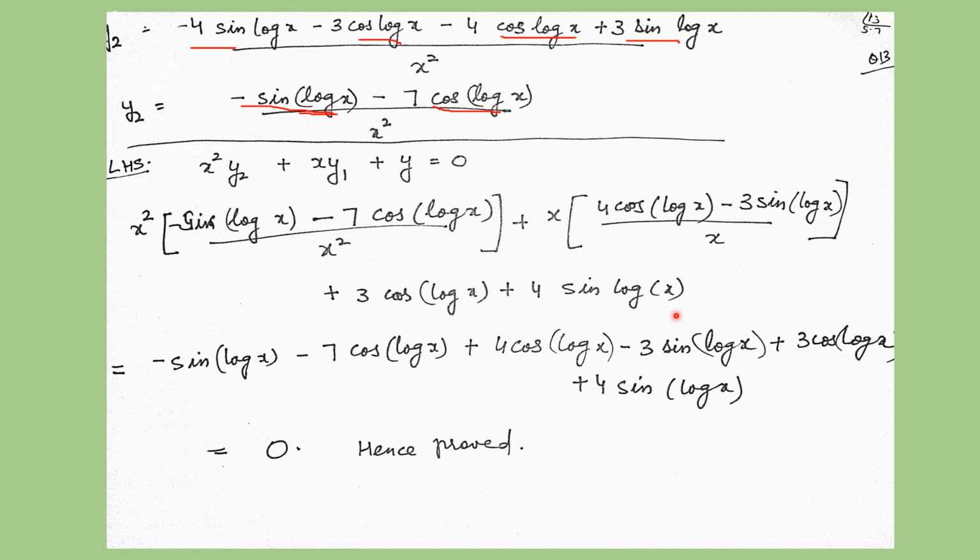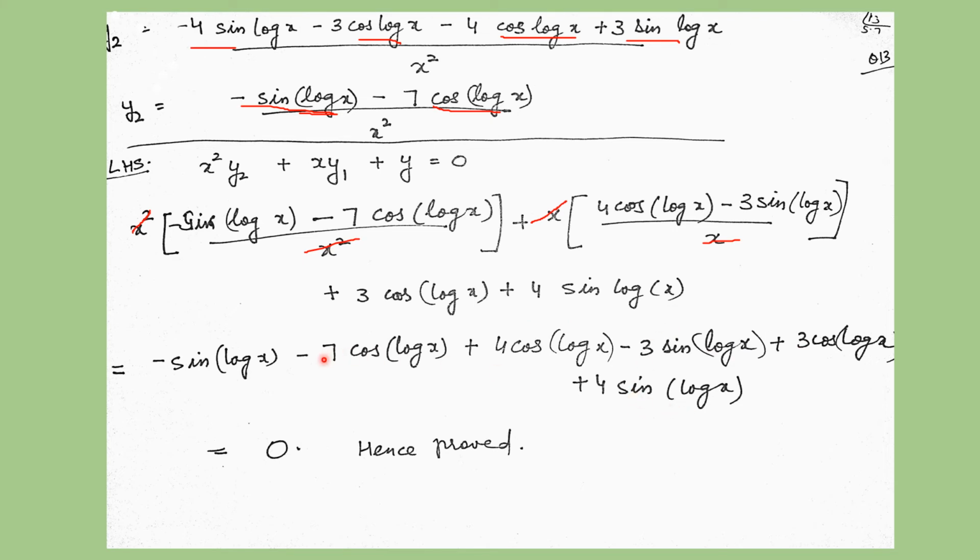Now, simply you will be solving this whole term. See, this x square will get cancelled off with this x square. Right, you will be getting minus sine log of x minus 7 cos log x, and in the similar fashion, this x will get cancelled with this x. Okay, so now what you will be left with: plus 4 cos log of x minus 3 sine log of x, plus 3 cos log x here, plus 4 sine log x here.